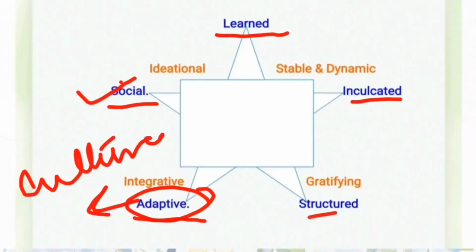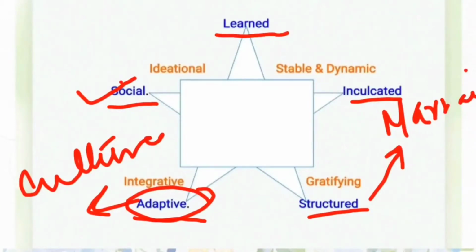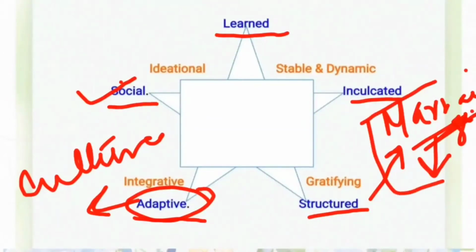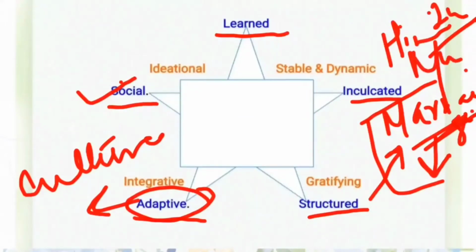Third is the structured. That means a culture in a particular place has a definite structure. For example, if we talk about marriages, in different religions, marriage has a different definite structure. So their culture is different. For example, in Hindus, the marriage tradition is different. In Muslims, it's different. So a particular structure is being followed for that particular culture. It's a part of culture. So a particular structure is defined for that.